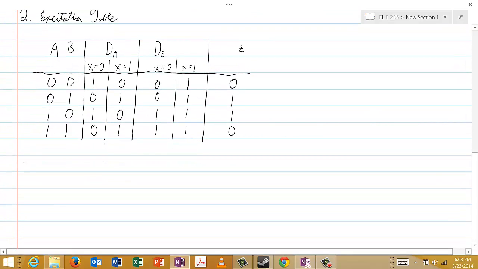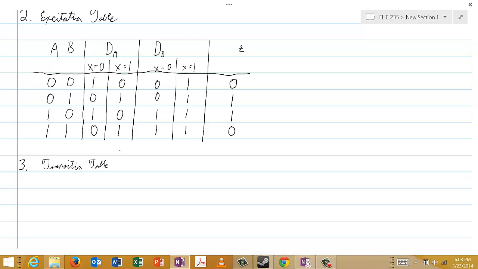Now the next step is a transition table. And what the transition table will tell us is what the next state will be. In other words, how the sequential circuit will make a transition from one state to the next state.